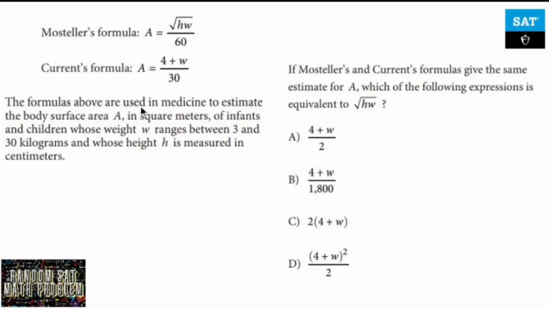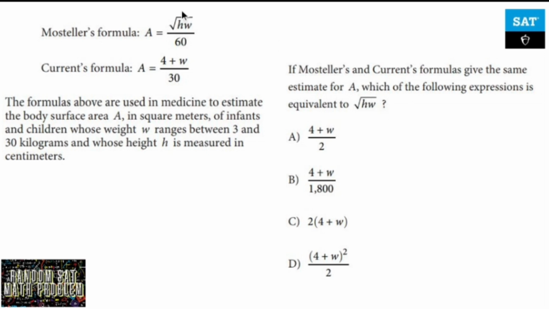The formulas above are used in medicine to estimate the body's surface area, A, in square meters of infants and children whose weight W ranges between 3 and 30 kilograms and whose height H is measured in centimeters. If Mosteller's and Current's formulas give the same estimate for A, which of the following expressions is equivalent to the square root of HW?